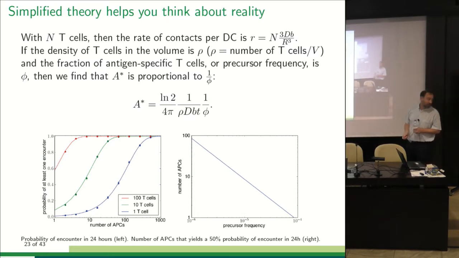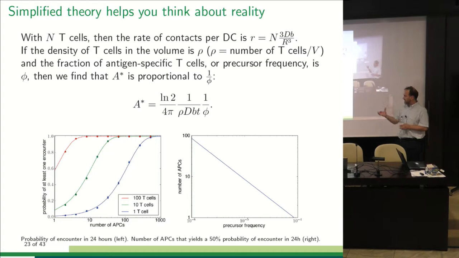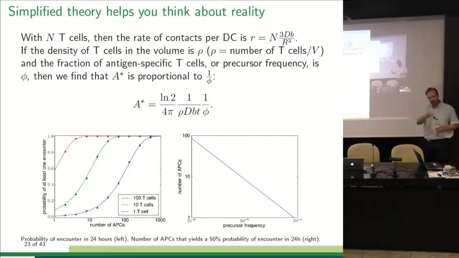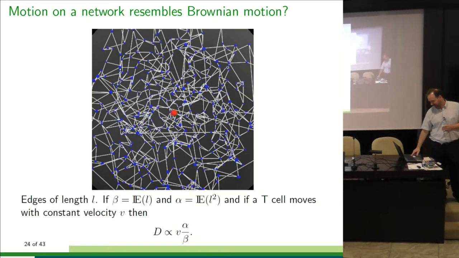Well, I better move on, but basically there's this number, which is about 83, which is the number of dendritic cells that you need. And it doesn't depend on the animal or on the size of the lymph node. So you might imagine that the answer to this question depends on how big the lymph node is, but it turns out it doesn't.